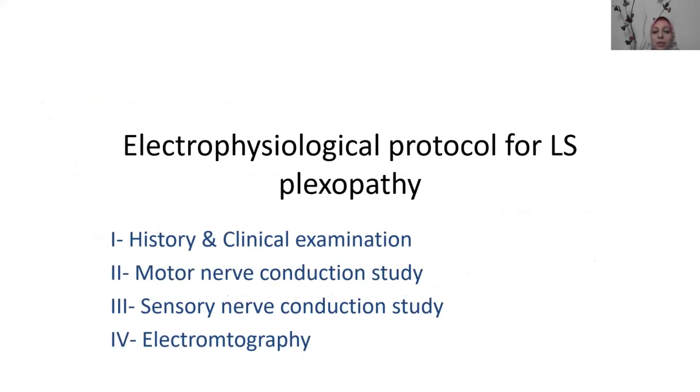The important part in our lecture is the electrophysiological protocol for lumbosacral plexopathy. As was mentioned before, we must take a history from the patient: how the condition started, when, and what the course of progression is, followed by a clinical examination to determine which part of the plexus is affected. Is it upper lumbar, is it lower sacral, or band plexopathy, or peripheral nerve affection, and so on. Then we will do a motor and sensory nerve conduction study and EMG examination.